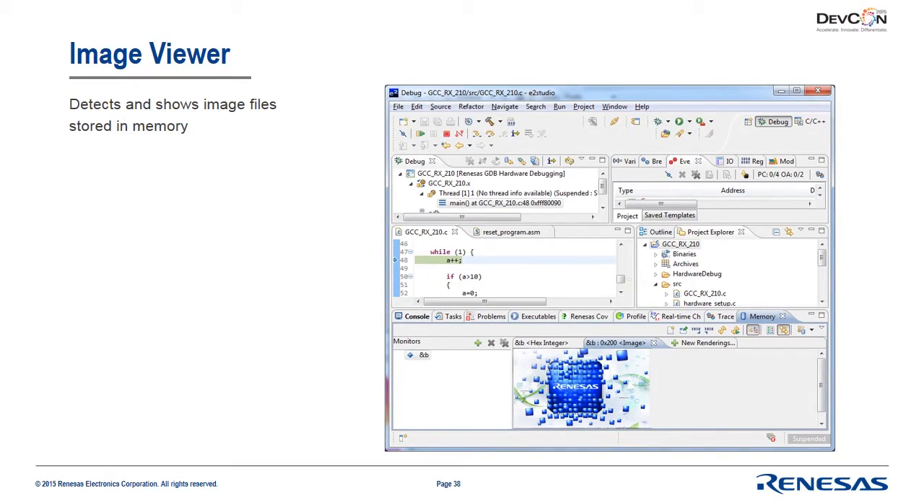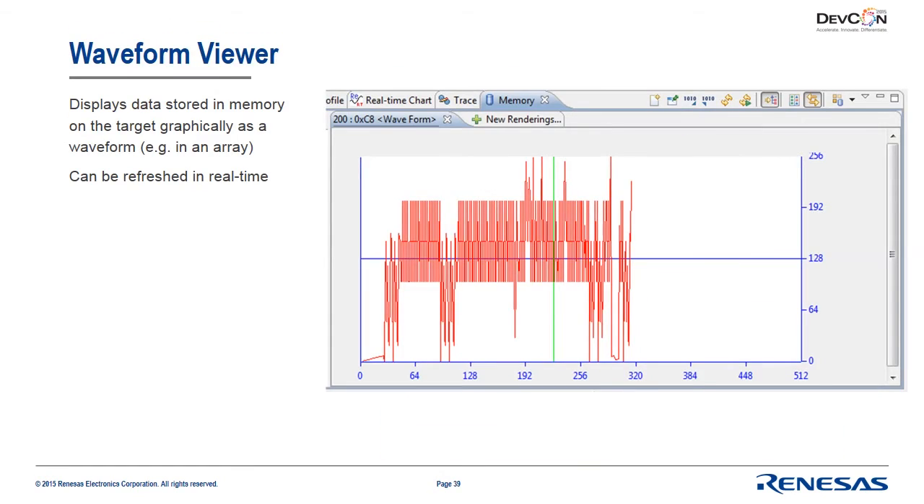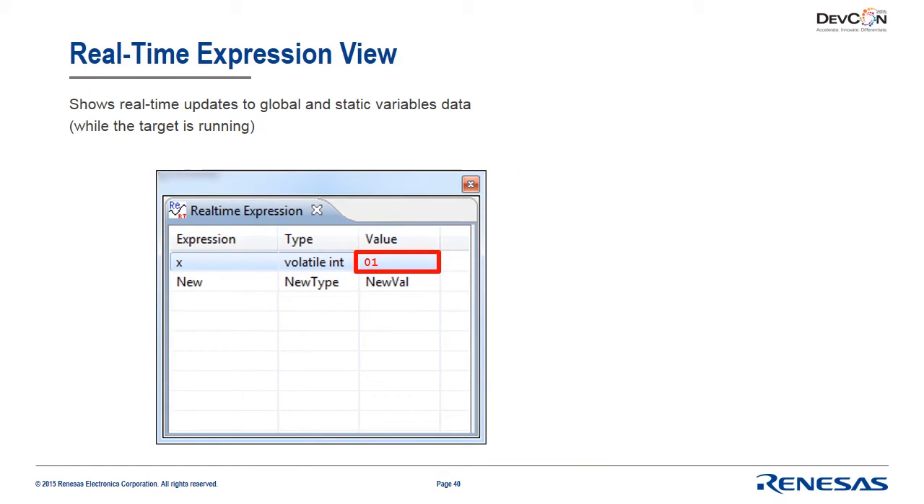There's an image viewer. If an image is stored in memory, you will see it in your window. There's a waveform viewer, same thing. If there's a waveform stored in memory, you can see that as a waveform. We have real-time expression views in here, so while your target's running, you can see the value changing.